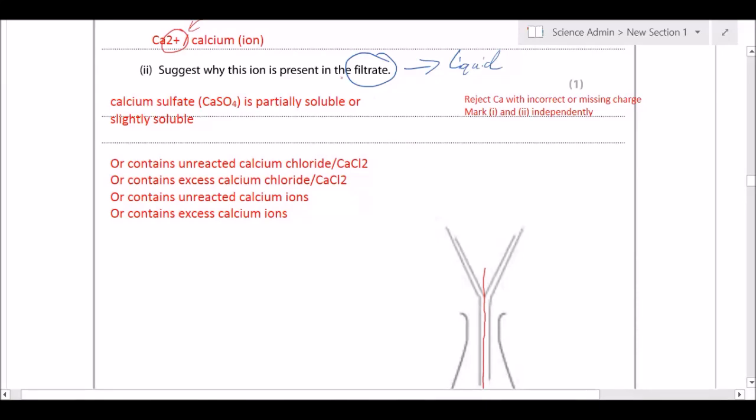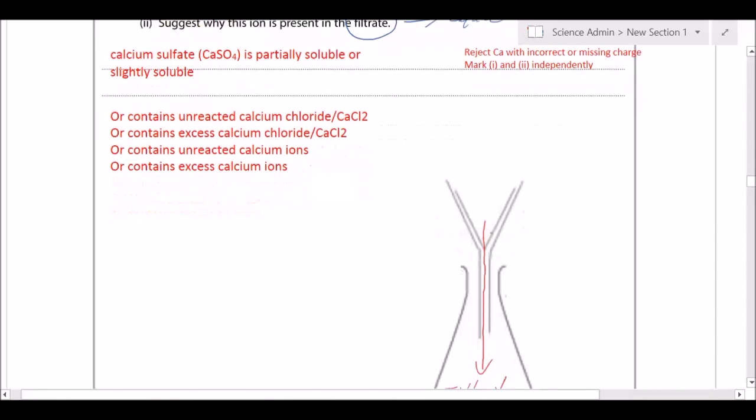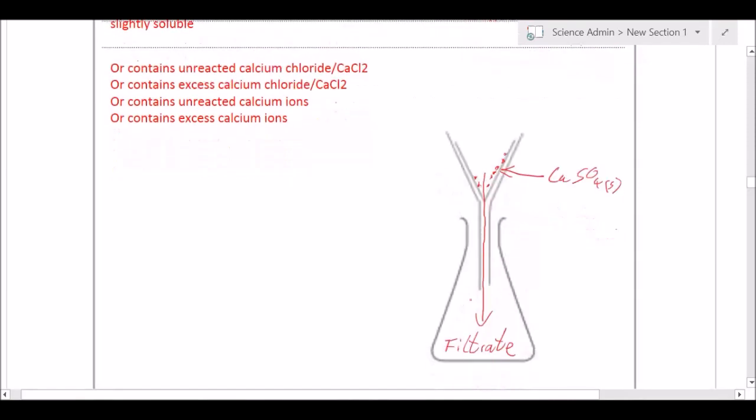Now, why is there an ion present? Well, it's because the calcium sulfate is actually ever so slightly or partially soluble. So although you are forming solid, I'm going to draw dots here to represent it, you're going to form solid calcium sulfate, okay, but some of it can dissolve into the water and therefore pass through the filter paper and into the filtrate.